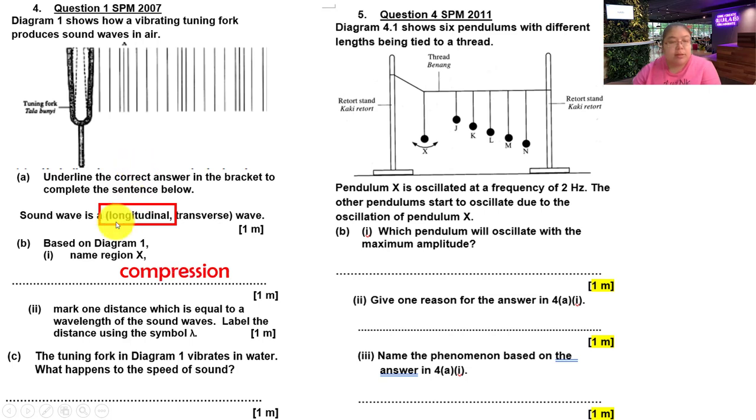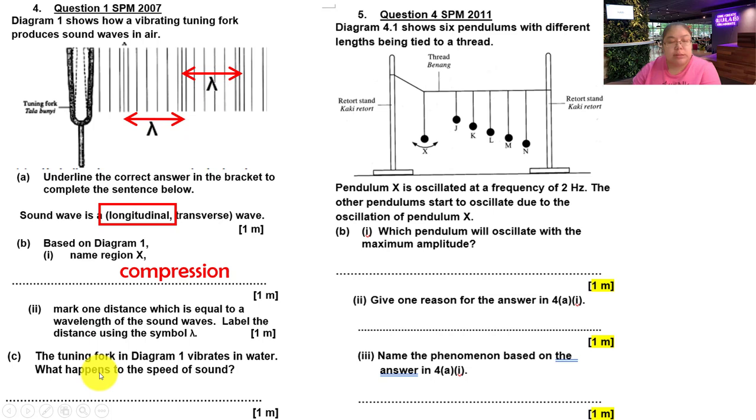Okay, then we mark the distance which is equal to the wavelength, lambda, again. If you start from a rarefaction, you must go to the consecutive rarefaction. If you start from a compression, you must go to the nearest other compression. So you label it, for example, if I label this part, then this one will be N. So I just label this one as lambda. You can label another part also. Important, you must draw the arrow and show the symbol.